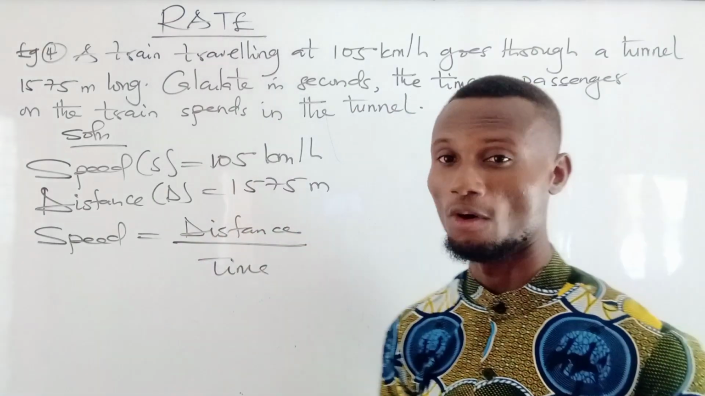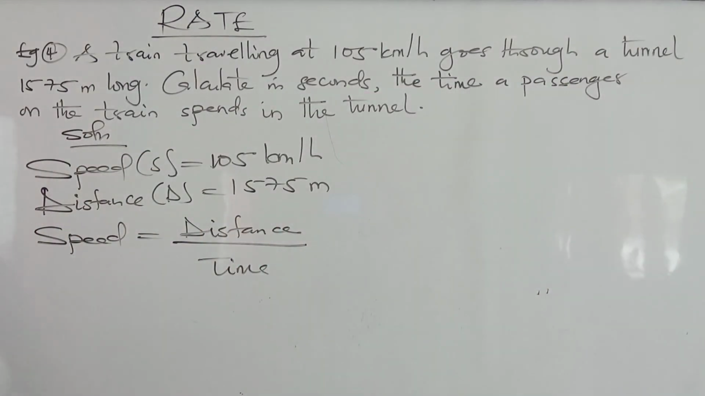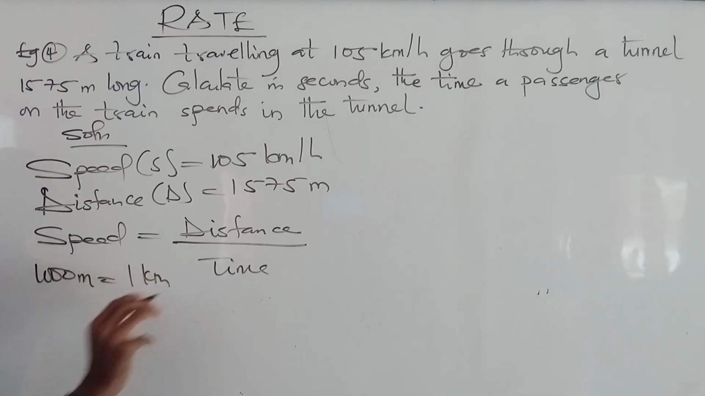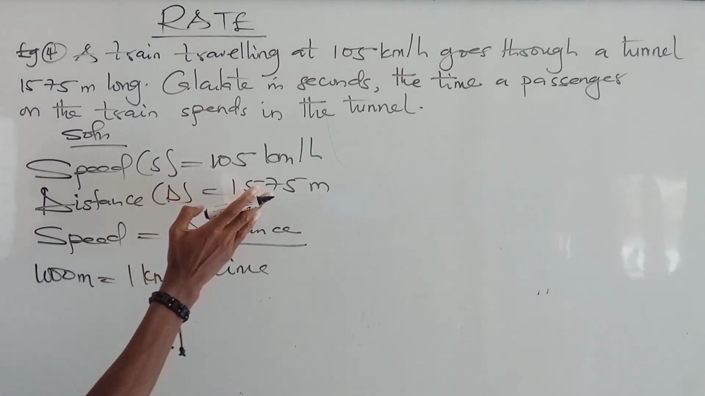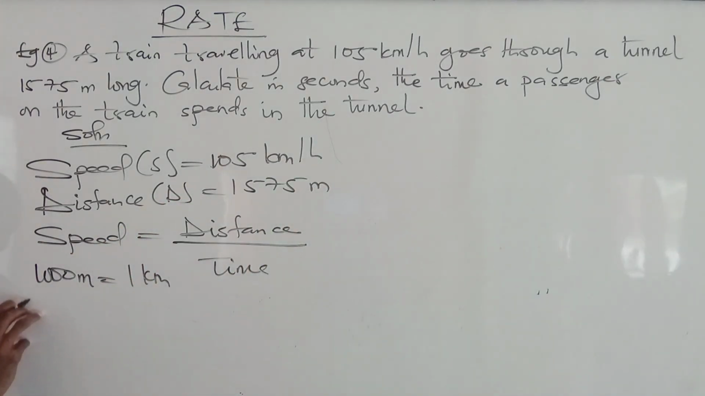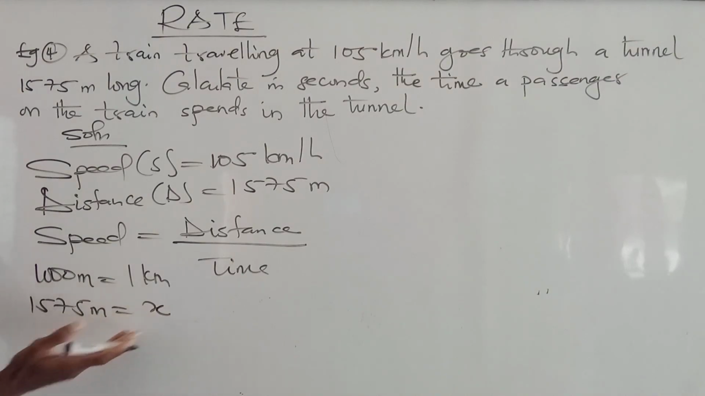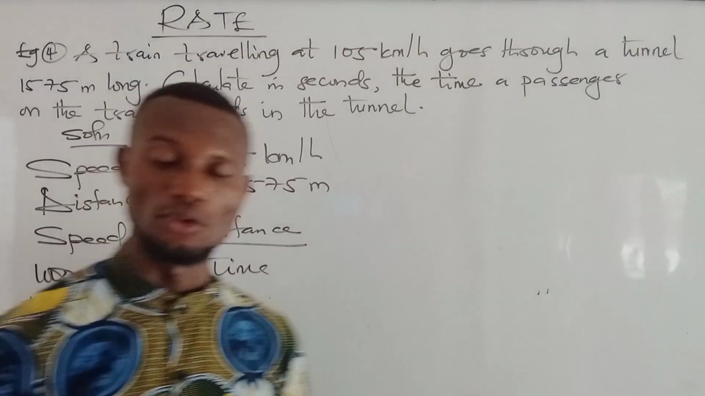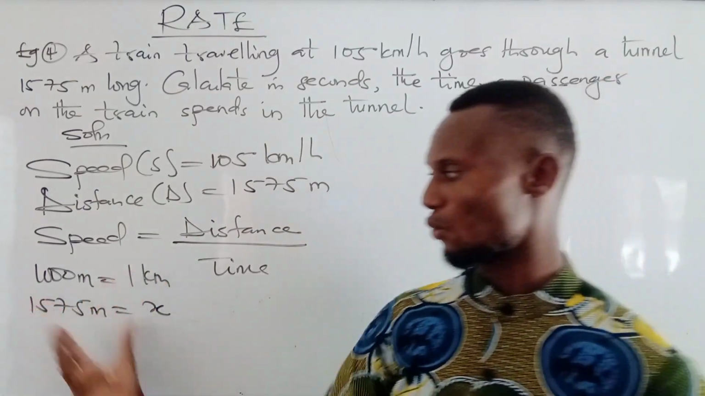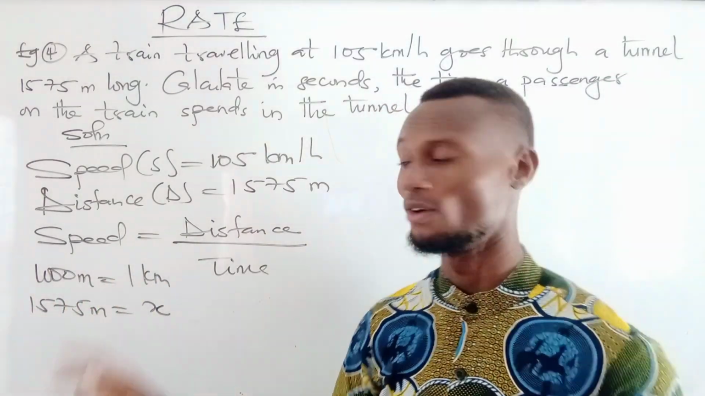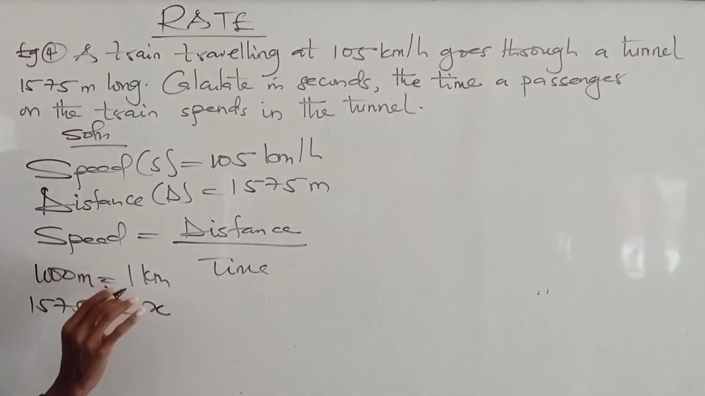So let's do the conversion. We know that for every 1,000 meters equals 1 kilometer. Let me write it down. And we are changing 1,575 meters, which equals S, which I don't know, so I represent it by a variable. If I'm able to create two equations like this, what I do is cross multiply. So let's cross multiply and solve for the value of S.